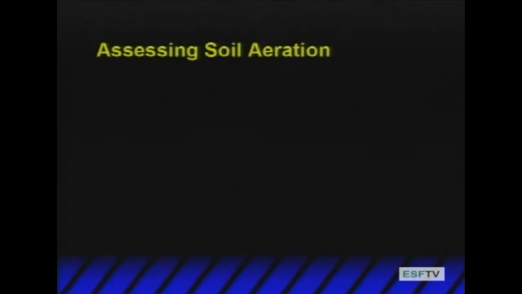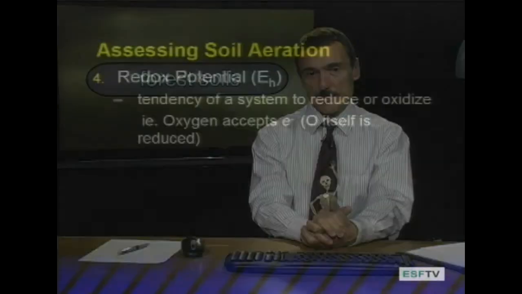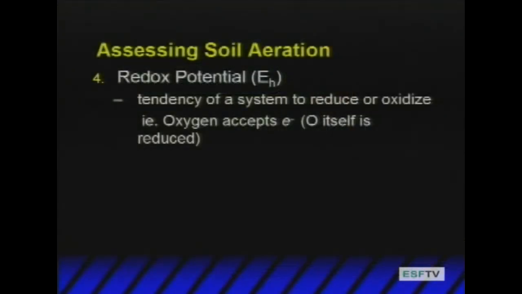So we've had porosity, macropore space, oxygen diffusion rate, and now we look at something else. Another way that we might assess soil aeration would be something called redox potential. The symbol for that is capital E, small h, and it's measured in volts or millivolts. So what is redox potential? We can define redox potential as the tendency of a system to reduce or oxidize. Remember, we define reduction as the gain of electrons and oxidation as the loss of electrons. So we can measure the tendency of a system to gain electrons or to lose electrons.